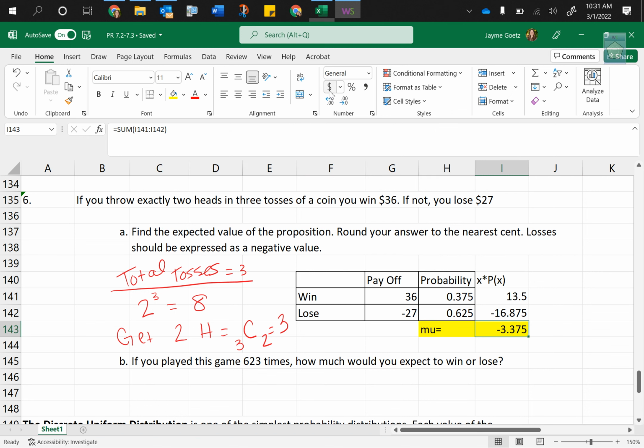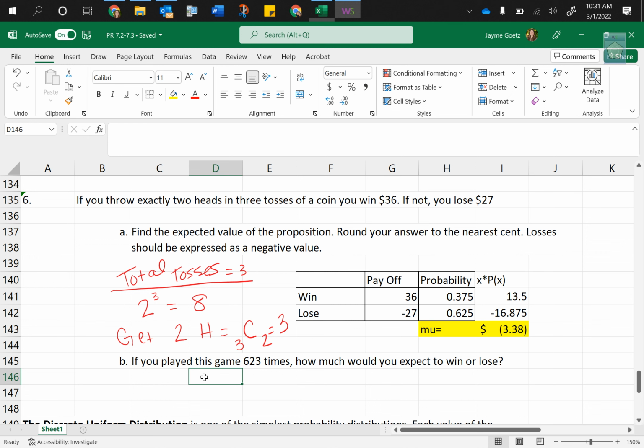I clicked currency right here, just click the currency, and notice how it puts it in parentheses? That means that it's negative. When you're dealing in currency and they put parentheses around it, that means it's a negative value. Okay? Now, if you played this game 623 times, how much would you expect to win or lose?